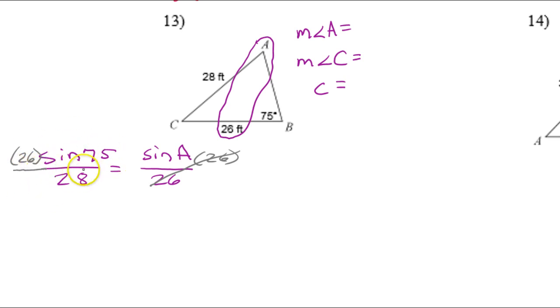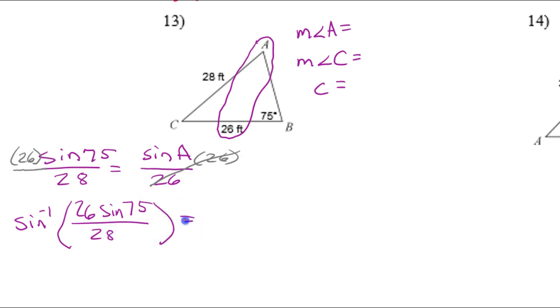If I want the angle out of this, I need to do the inverse sine, because the inverse sine is the angle. So the inverse sine of all of this, 26 sine 75 over 28. The inverse sine of all of that is going to give me the measure of angle A. So I'm going to put this into my calculator.